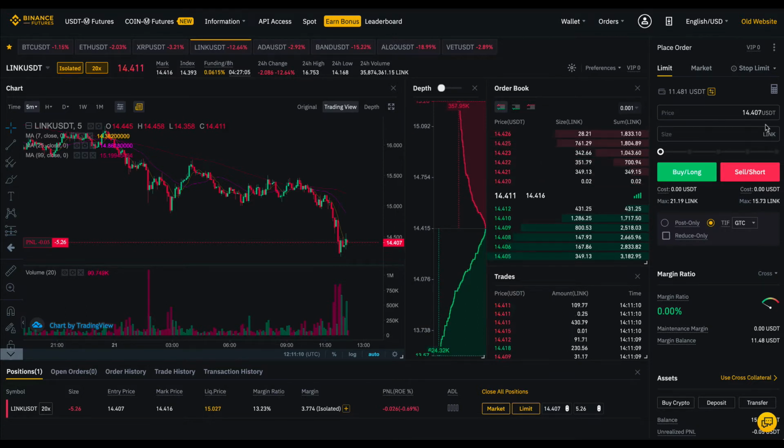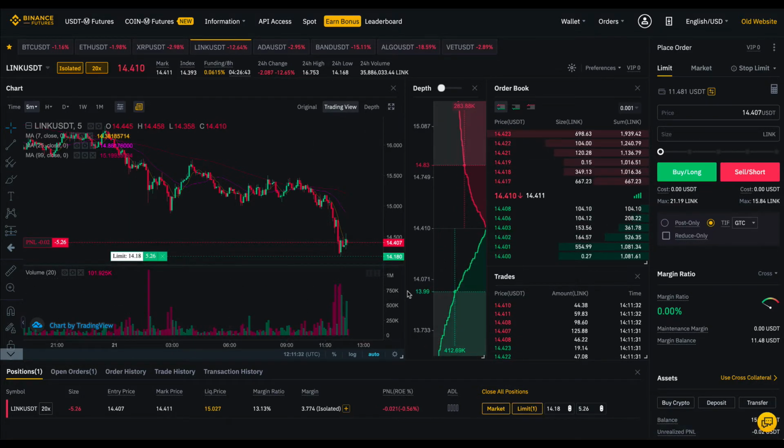Then we have to do the opposite again. So now I want to close 100% at, let's say, 14.18. So 18, you just click on there and it goes 100%, and then we hit limit, and it will create a limit order there. There we go, and it's going to buy back that position.